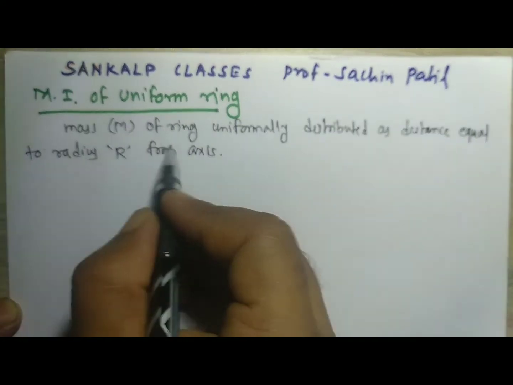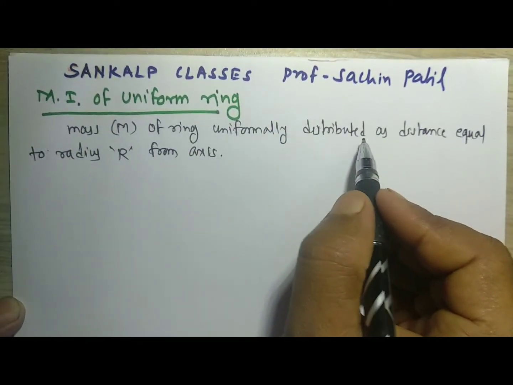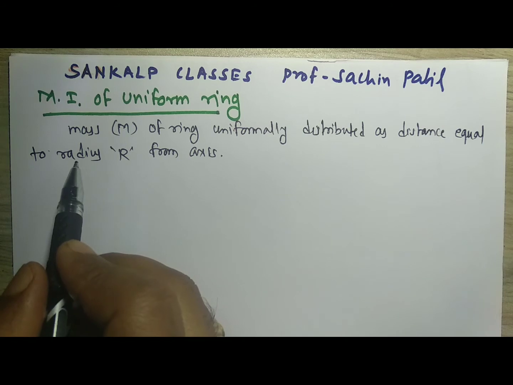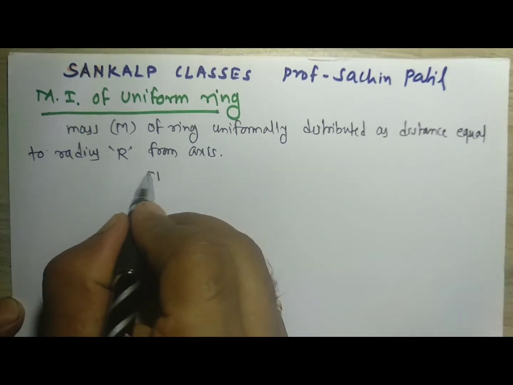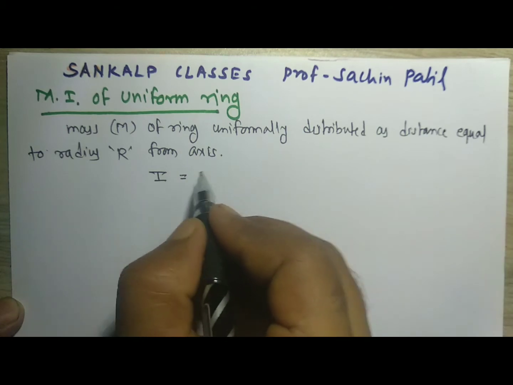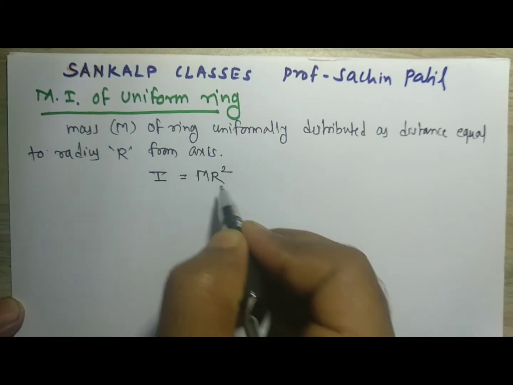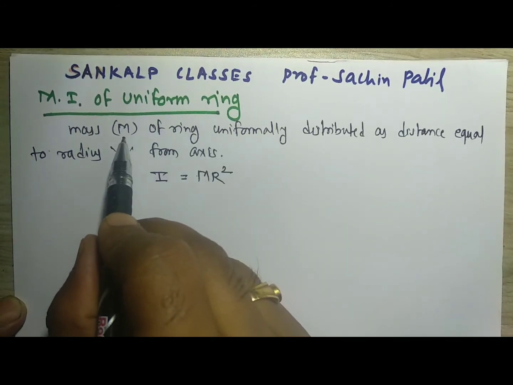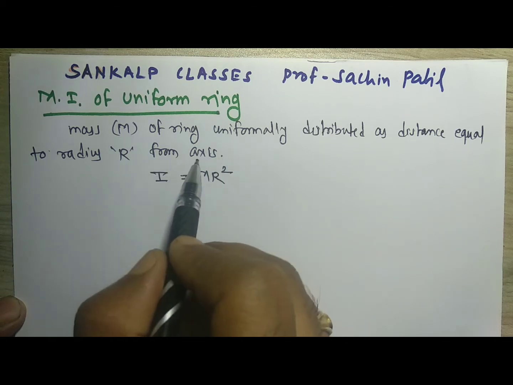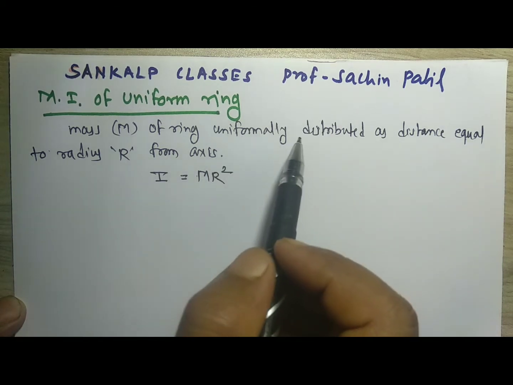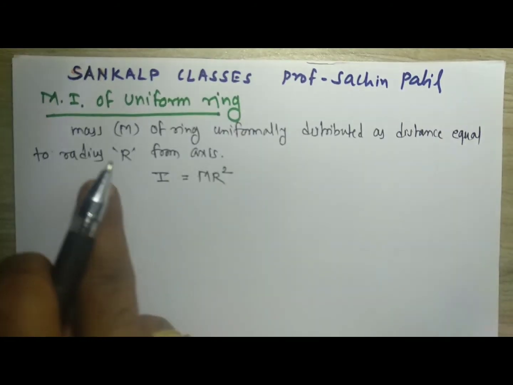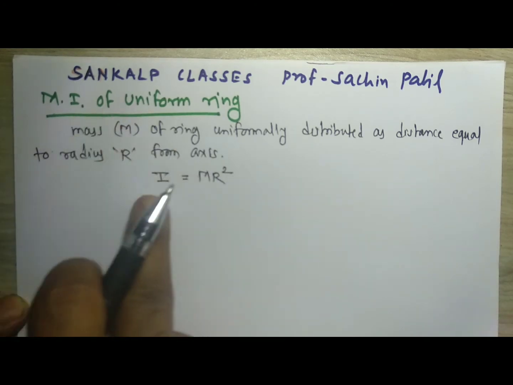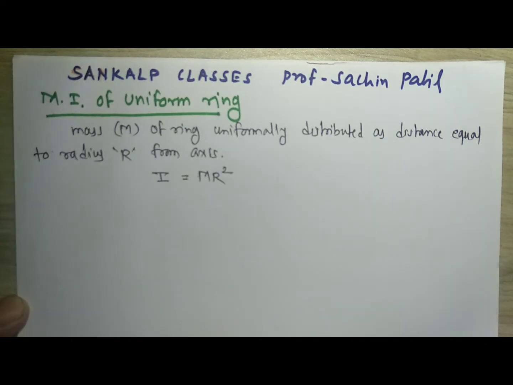And m is the mass of that ring, and it is uniformly distributed from the axis of rotation at a distance r, and therefore the moment of inertia of that ring is given as mr square. Mr square is the moment of inertia because total mass m is distributed from the axis of rotation at the same distance. Distance is nothing but a capital R, the radius of that ring, and therefore the moment of inertia of ring is I equal to mr square.